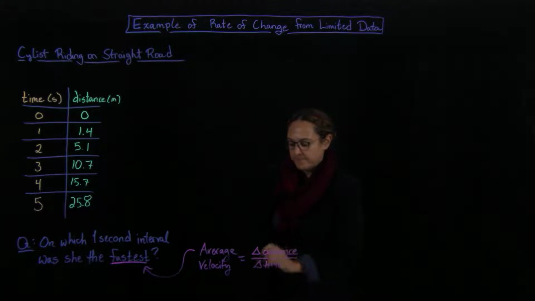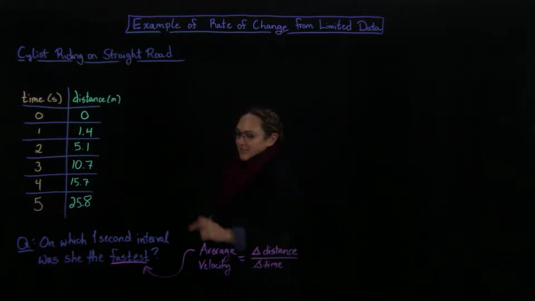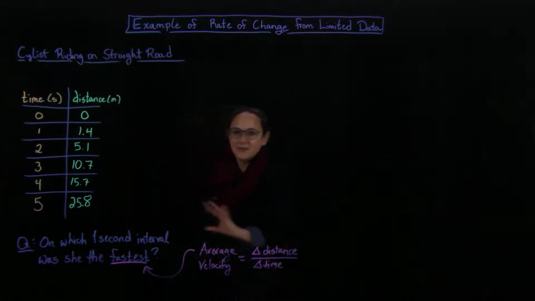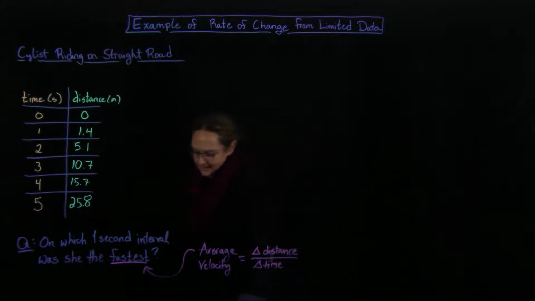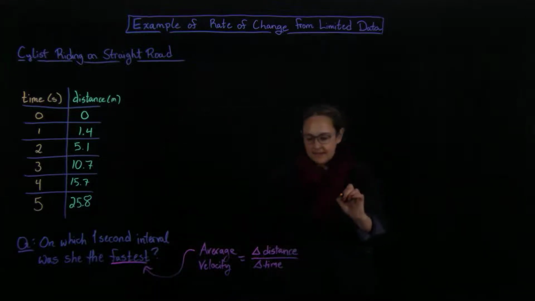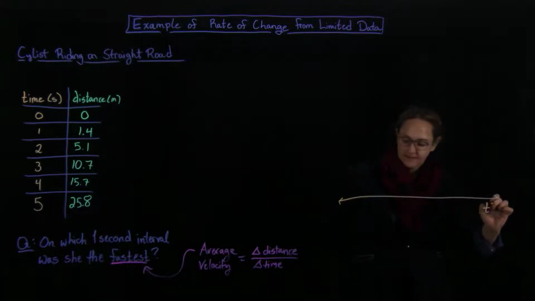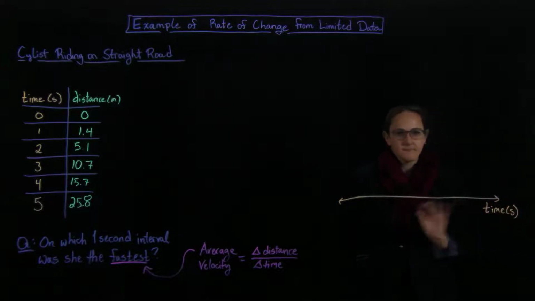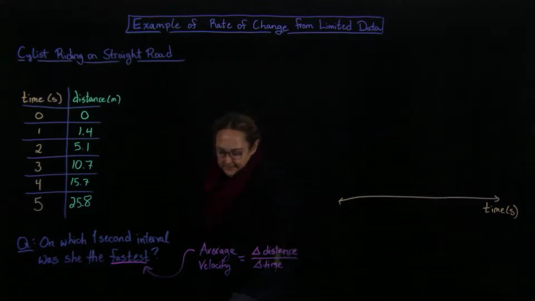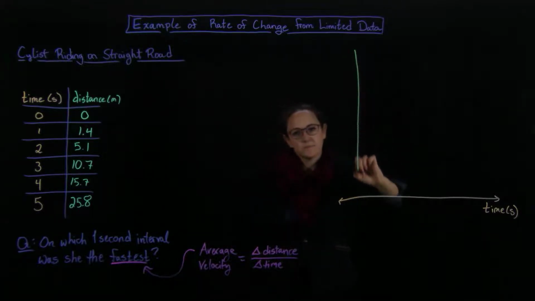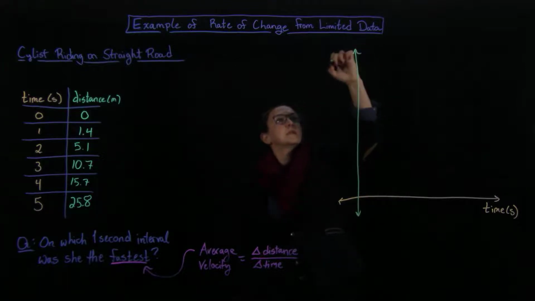We can look at that over here. Before I do that, let's look at our picture. Our horizontal axis is going to be t, time in seconds. And our vertical axis is going to be our distance in meters.